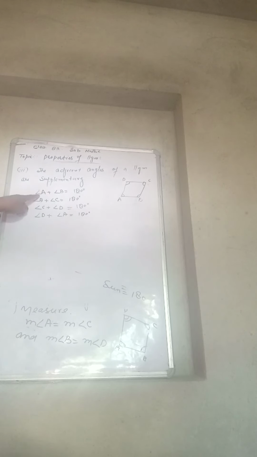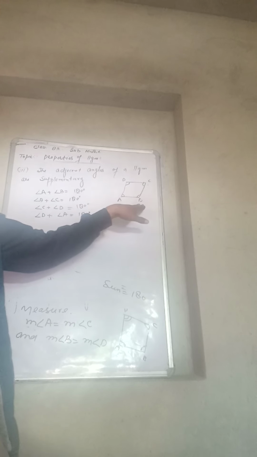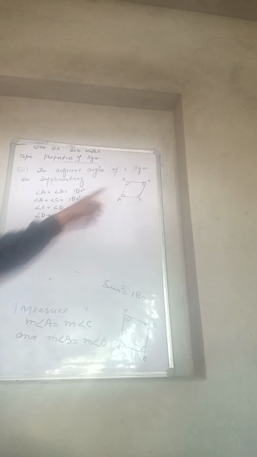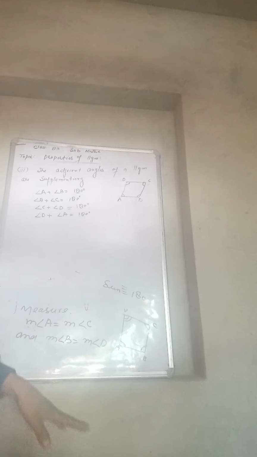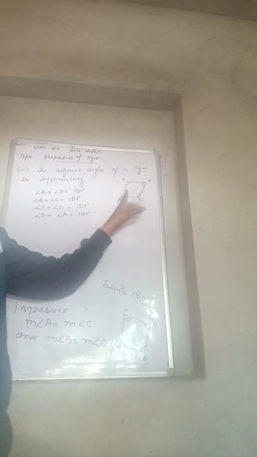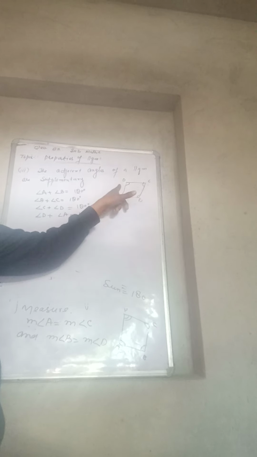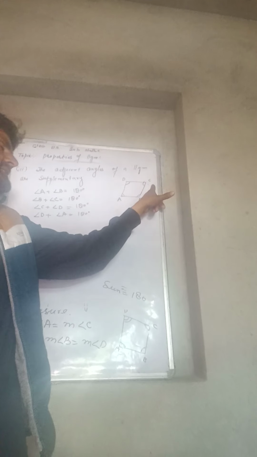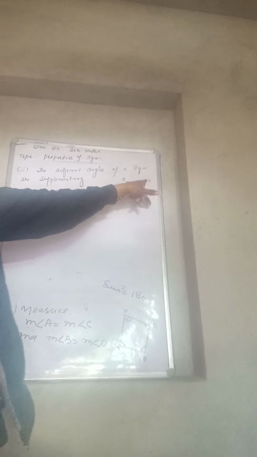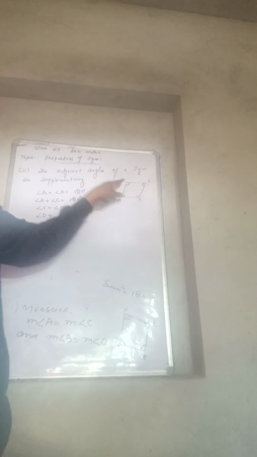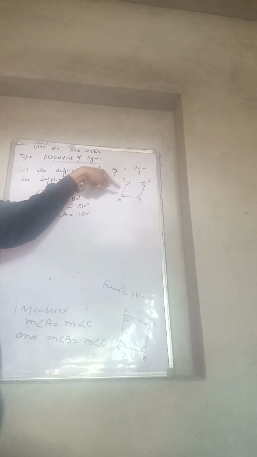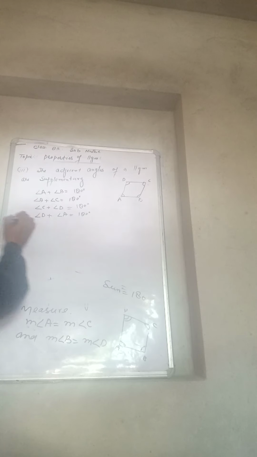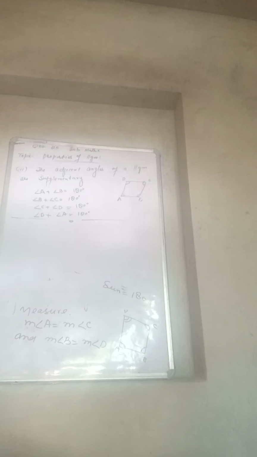Here, angle A and angle B are adjacent. A is adjacent with two angles, B and D. B is also adjacent with two angles, angle A and angle C. C is also adjacent with B and D. D is also adjacent with C and A. So this was the third property of parallelograms.